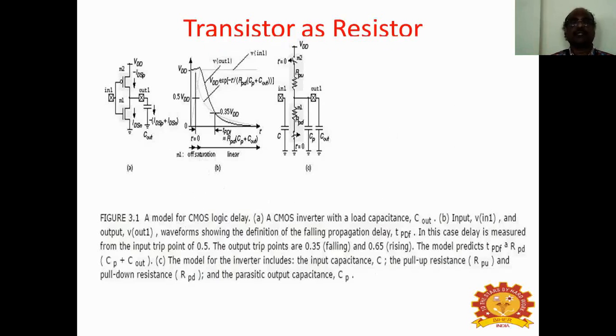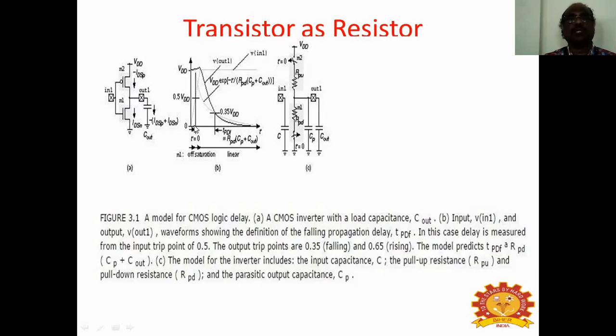Next is the transistor as a resistor. Consider a CMOS inverter with a load capacitance and input V in. If you look at the diagram, when the input voltage is equal to 0, the output will be VDD, because the PMOS transistor will be enabled and the NMOS transistor will be turned off, since we need a positive voltage to turn on the NMOS transistor. Therefore the output voltage will be VDD.